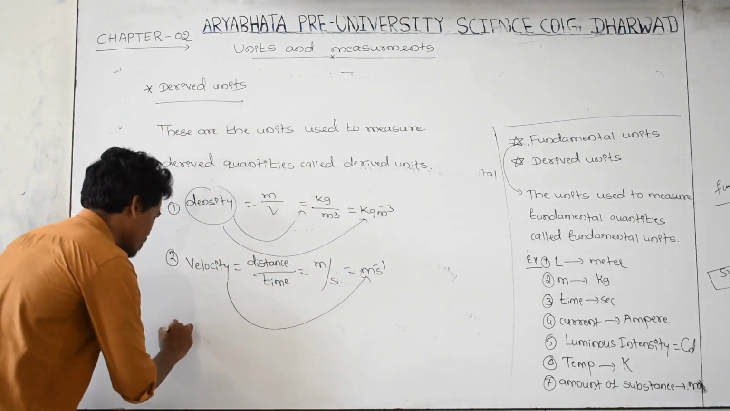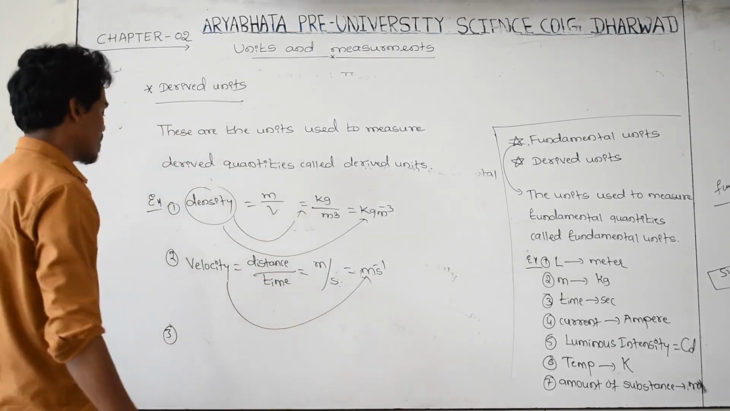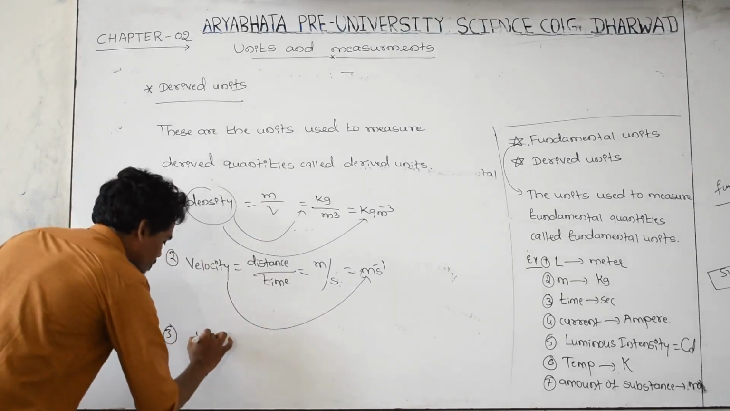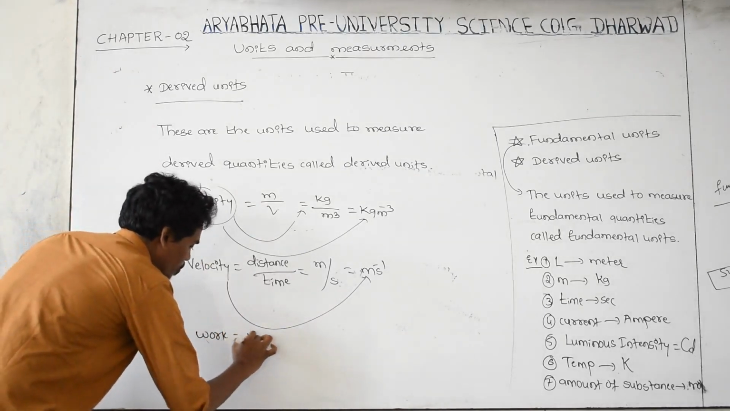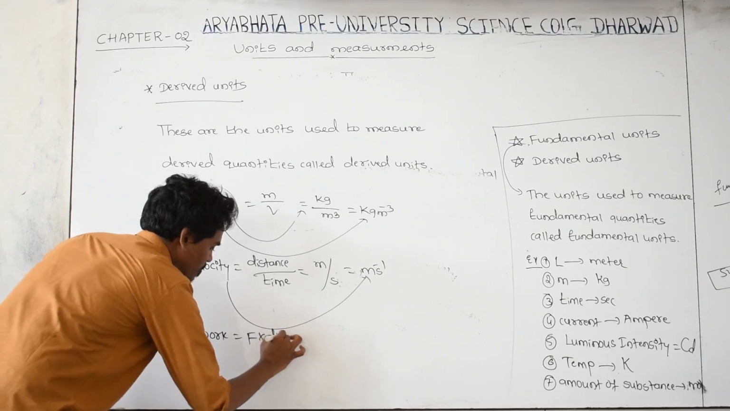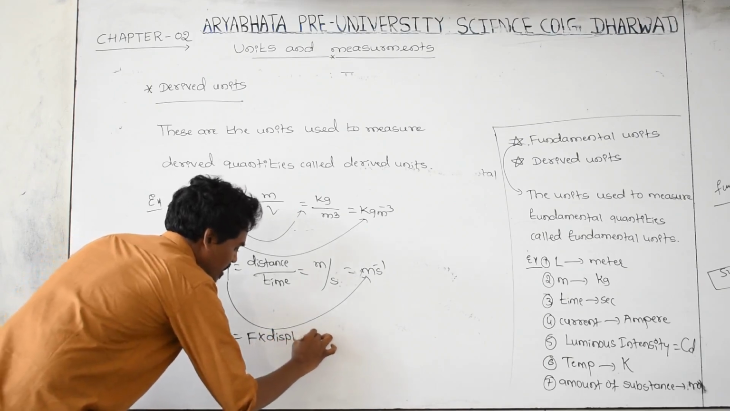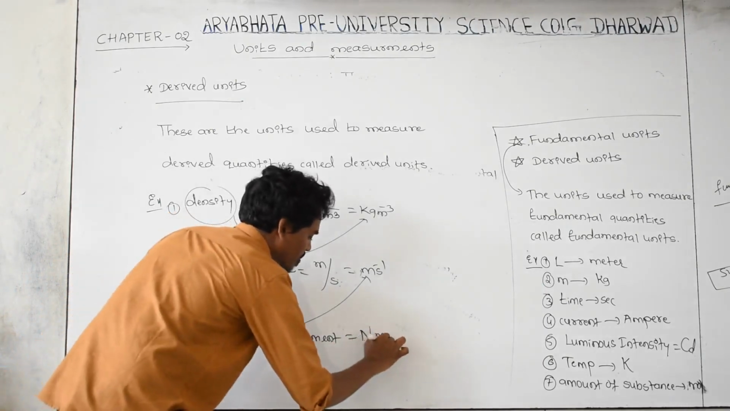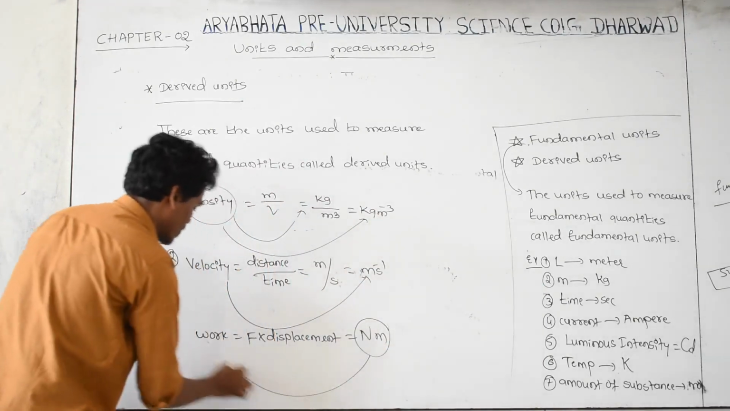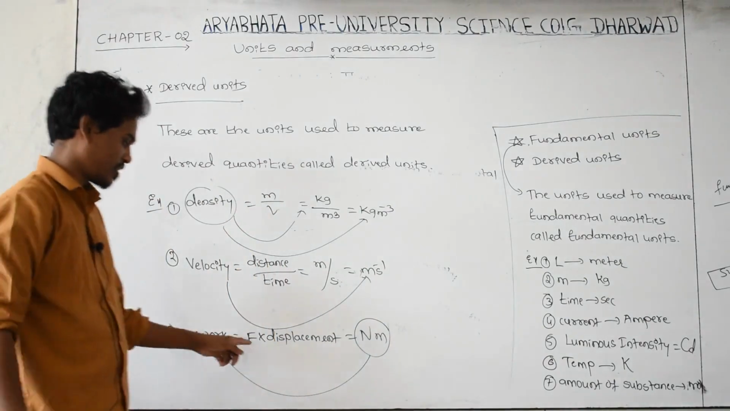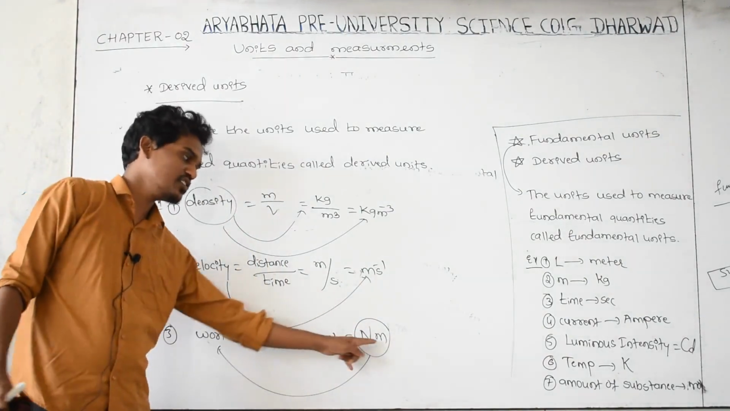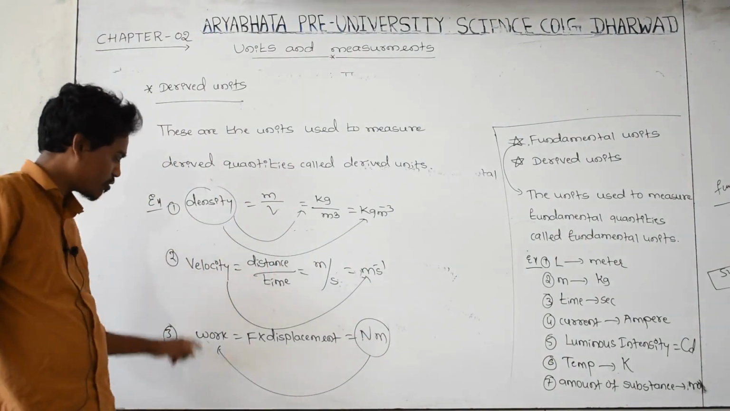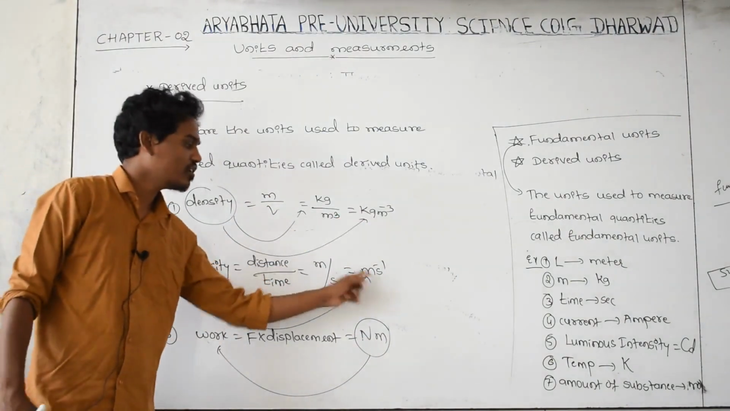Velocity is there, density is there, and work. Work is equal to force into displacement. What is the SI unit of force? That is the Newton. Displacement is in meters. Newton meter is the SI unit of work. Force is in Newton, displacement is in meter. It is a derived unit of work. These are derived quantities, and these are derived units.